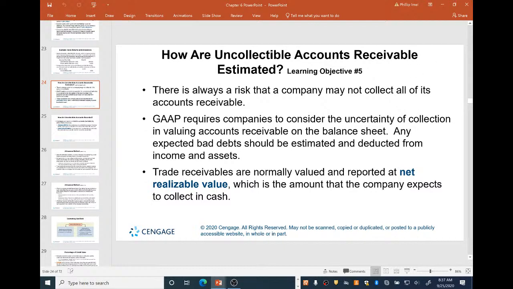So how are uncollectible accounts receivable estimated? Once again, there's always a risk the company might not collect accounts because we're extending on terms of credit. GAAP requires companies to consider the uncertainty of collection in valuing accounts receivable on the balance sheet, and expected bad debts to be estimated and deducted from income and assets. So we know that net realizable value, by doing so, we would reduce the earnings so that both things are accomplished within that entry. Trade receivables are normally valued at net realizable value, which is obviously the amount we expect to receive in the future from the customer.